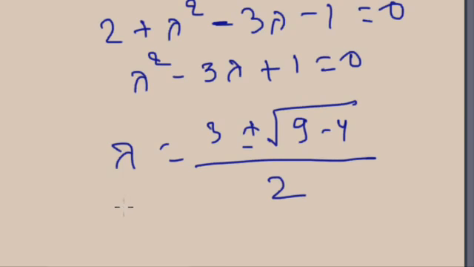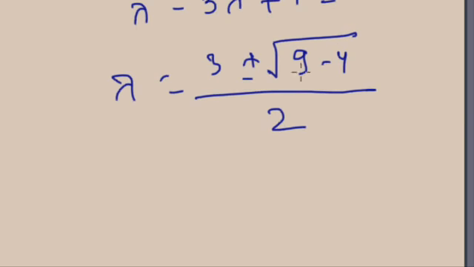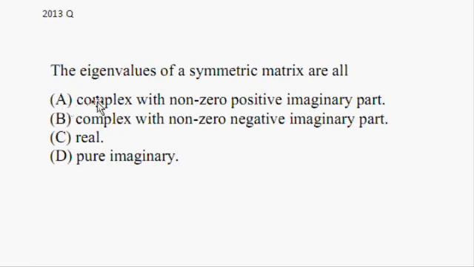This means both values are positive. So what are the options? Real, complex. It is not a complex number, it's a real number. So C is the correct answer.